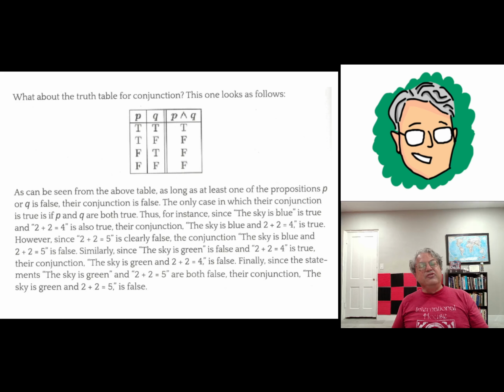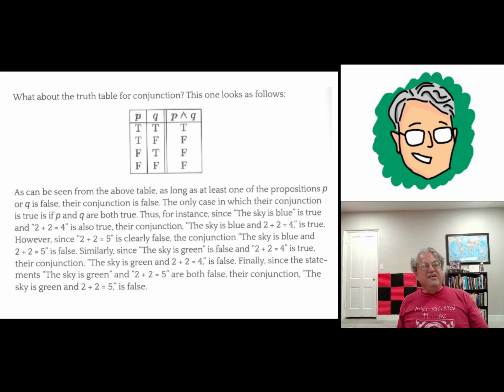And then the third column, if P is false and Q is true, for instance, the sky is not blue and 2 plus 2 is 4. Well, since the sky is blue, the statement the sky is not blue is false, but 2 plus 2 is 4. But still, the conjunction's false because it's false to say the sky is not blue and 2 plus 2 is 4. And finally, I think the fourth case is the most obvious one.